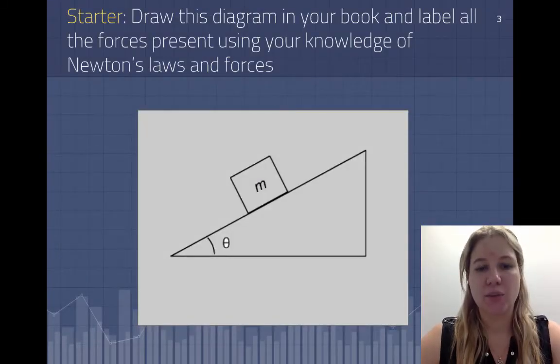So to start off with, I want you to draw this diagram in your book and label all of the forces present using your knowledge of Newton's laws and forces. Okay, so just pause the video here and do that.